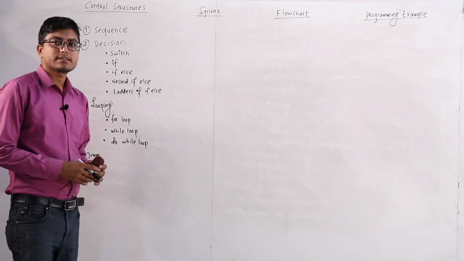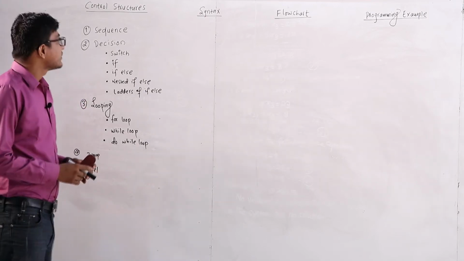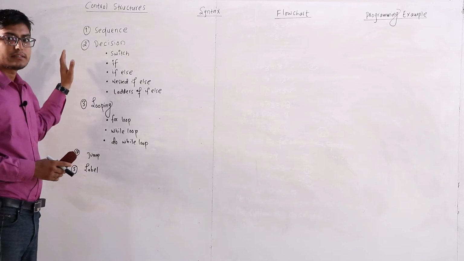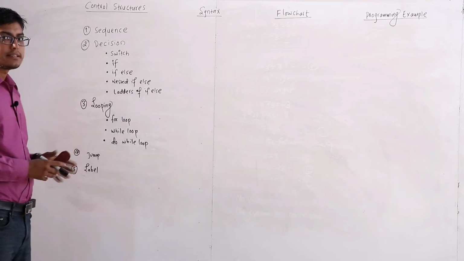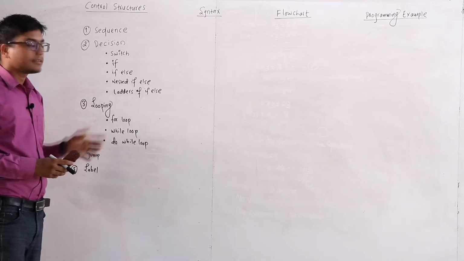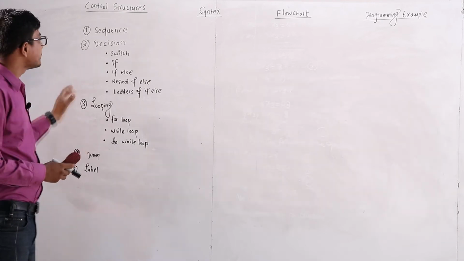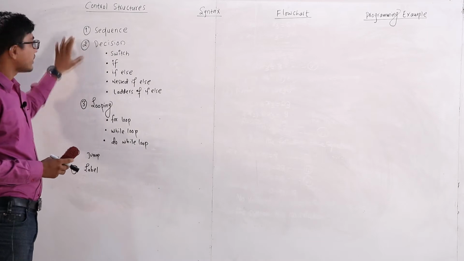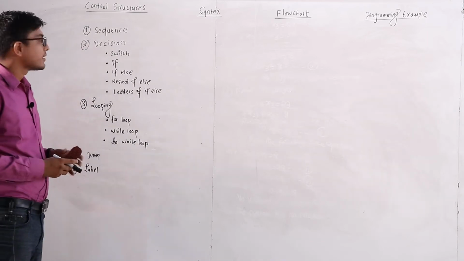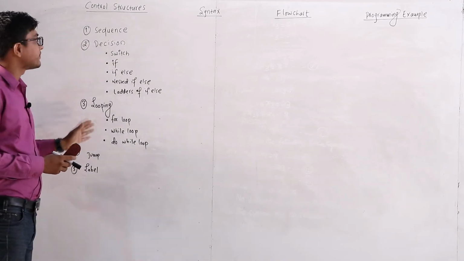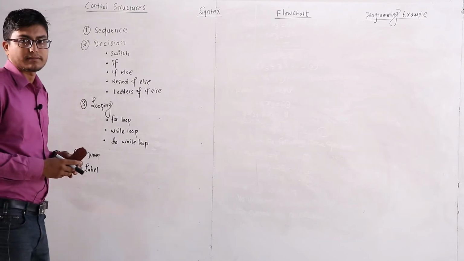Today's topic is control structure. Now in control structure there are different categories: sequence, decision, looping, jump and level. We are going to discuss all these topics one by one. First of all, before going to these topics, what is control structure?